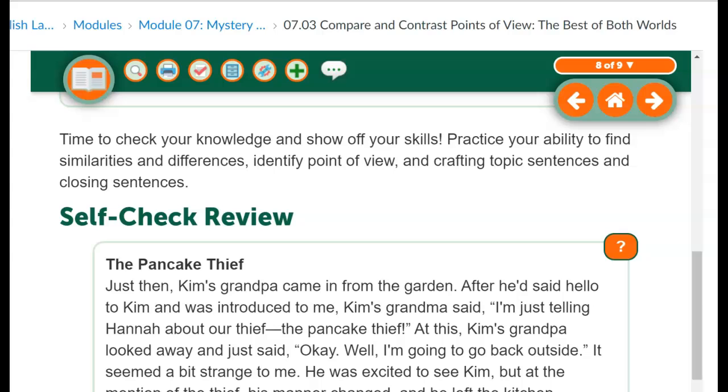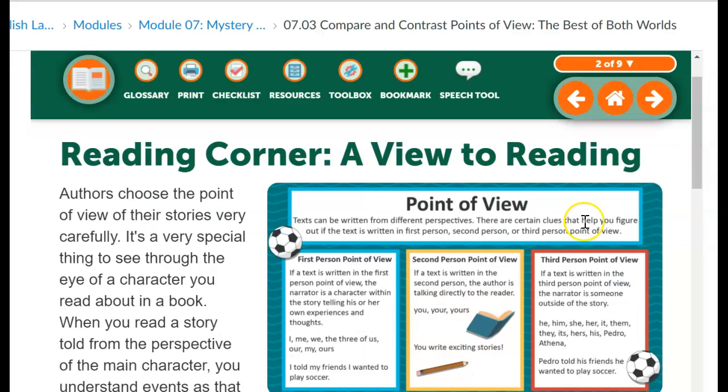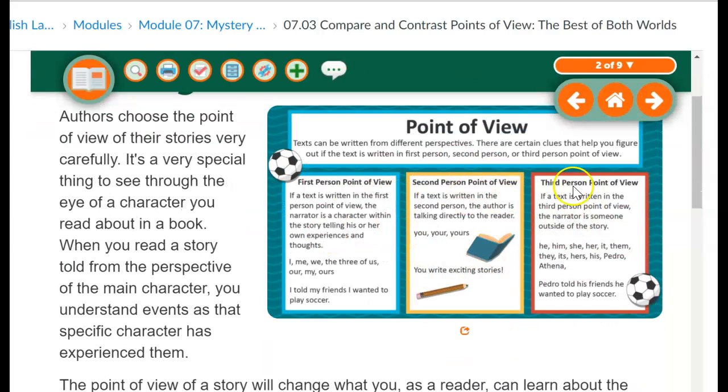So we have first person, we have second person, and we have third person. Remember this chart? So first person, if we see I, me, we, three of us, our, mine, ours, that means that the text or the story is written and one of the characters is in the story. So they're telling you their exact experiences.